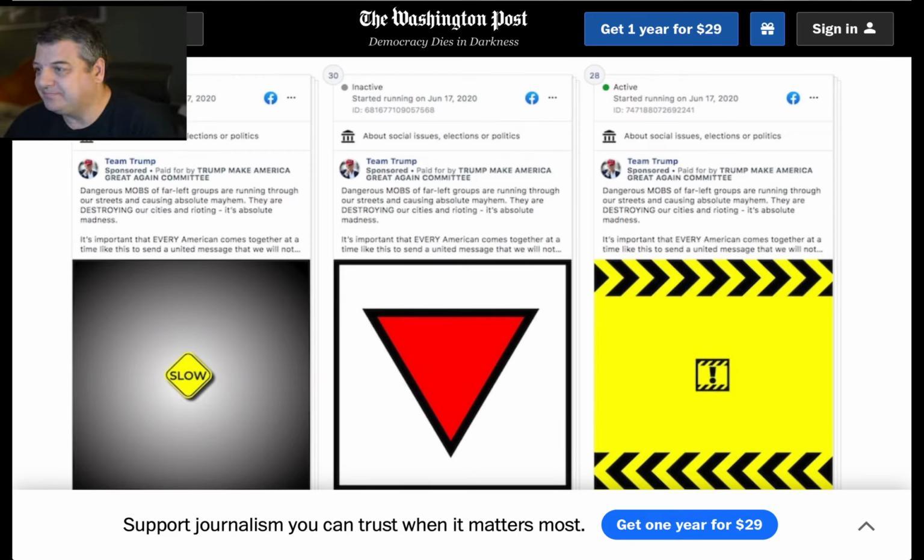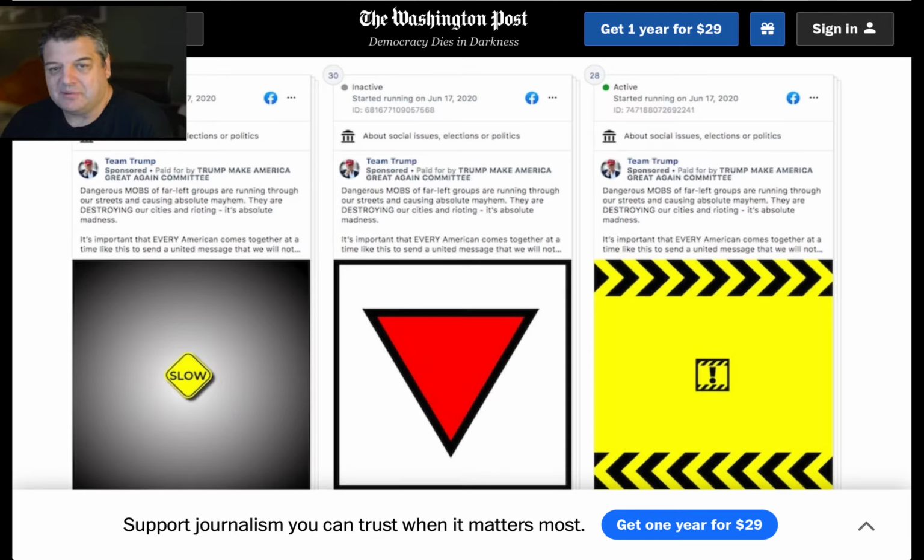had the same message. You can see here, Team Trump says dangerous mobs of far left groups, blah, blah, blah. Same thing on this one, dangerous mobs of far left groups, etc. And you see a pattern here. They look like they're using just symbols of road signs, like slow down, and the actual inverted triangle is an international symbol for give way.